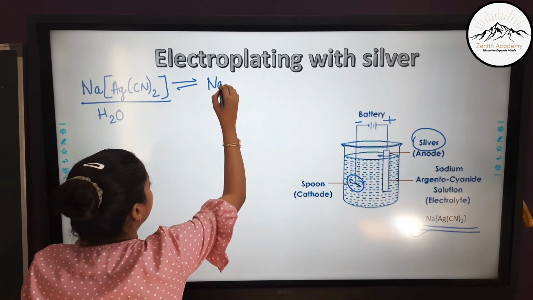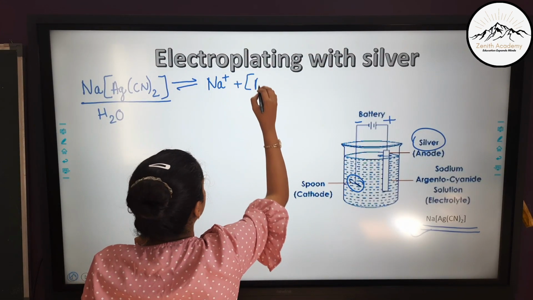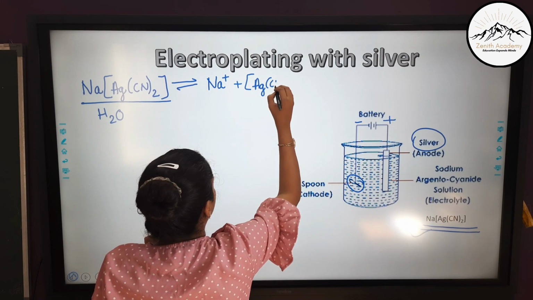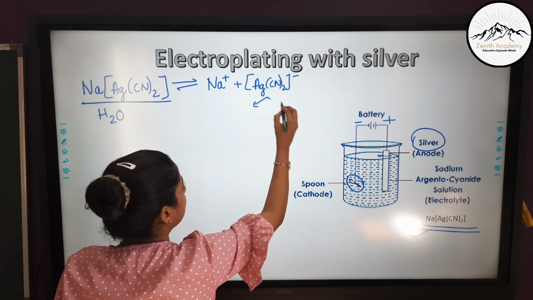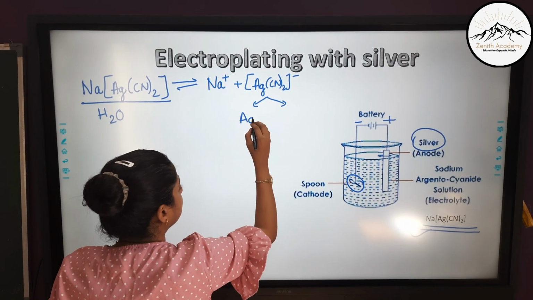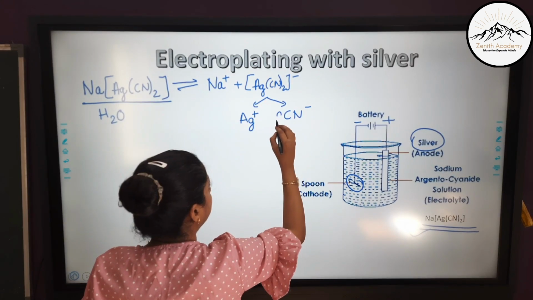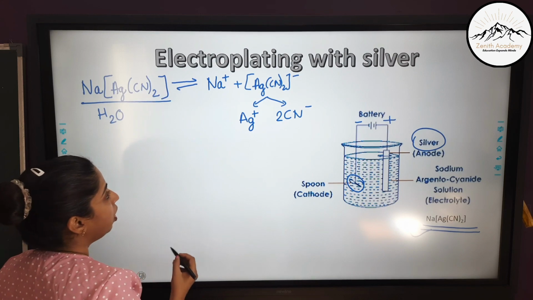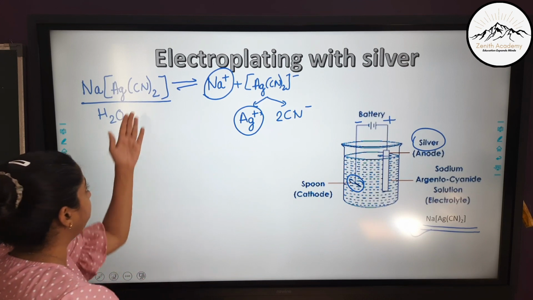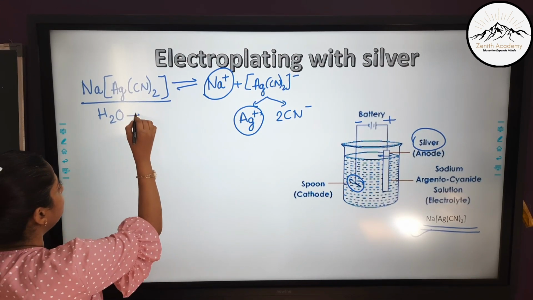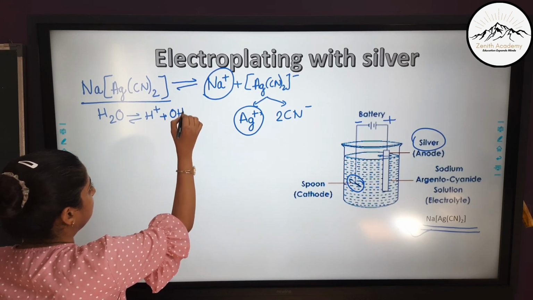If sodium is +1, this full part will have -1. So Ag(CN)2 will be minus, and this soon dissociates again to form silver ion Ag+ and cyanide ion. So there are 2 CN- ions. So now we have 2 positive ions from this, and when water breaks up it forms H+ and OH-, right?